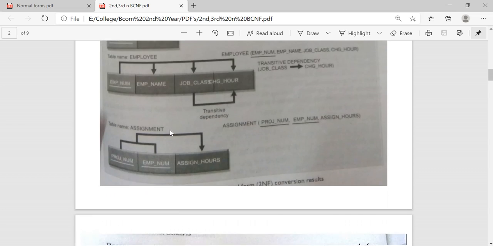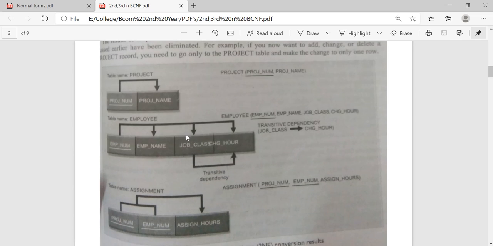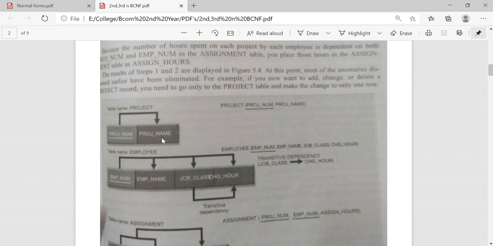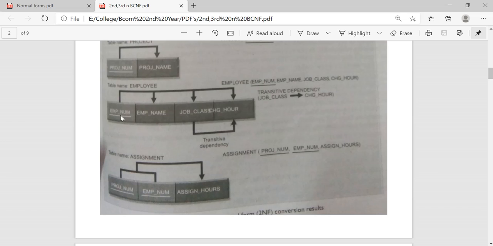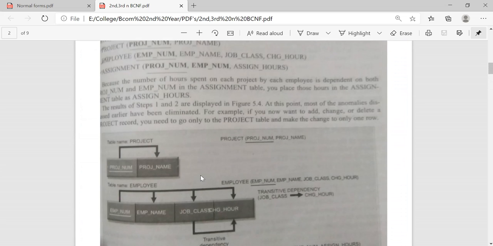So see, this is the dependency diagram for second normal form. This is the conversion of first normal form into second normal form. So this project name is dependent on project number. Next, EMP number will determine EMP name, job class, charge per hour. And in the final assignment table, these two attributes combined help us to identify the assign hours values, right? So this is how you convert a table into second normal form.